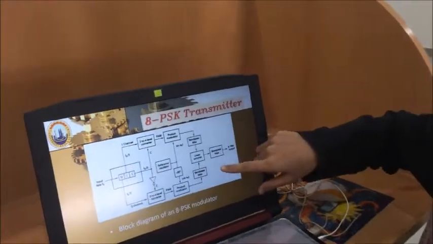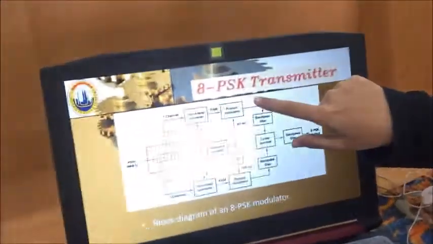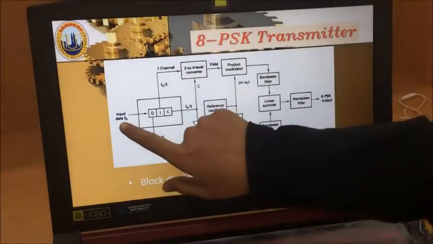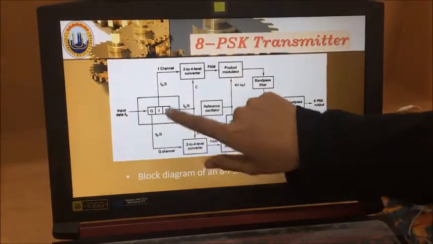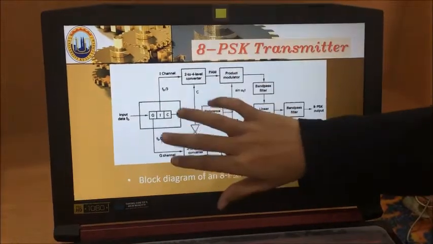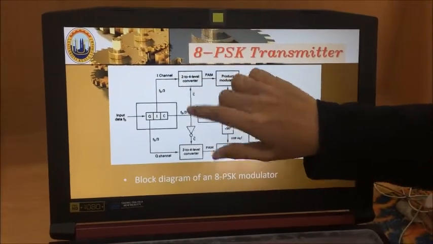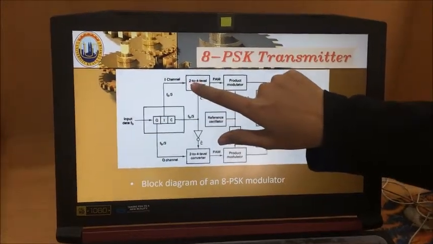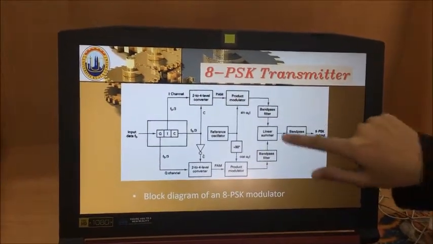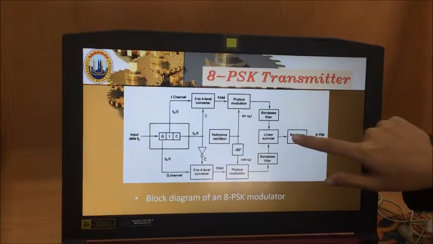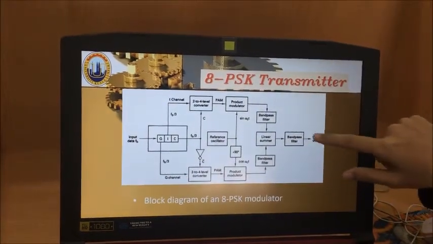This is the block diagram for the 8 PSK transmitter. The input data is divided into the I, Q and C channels, and goes into the 2 to 4 level converters, and then through the band pass filter to get the PSK output.